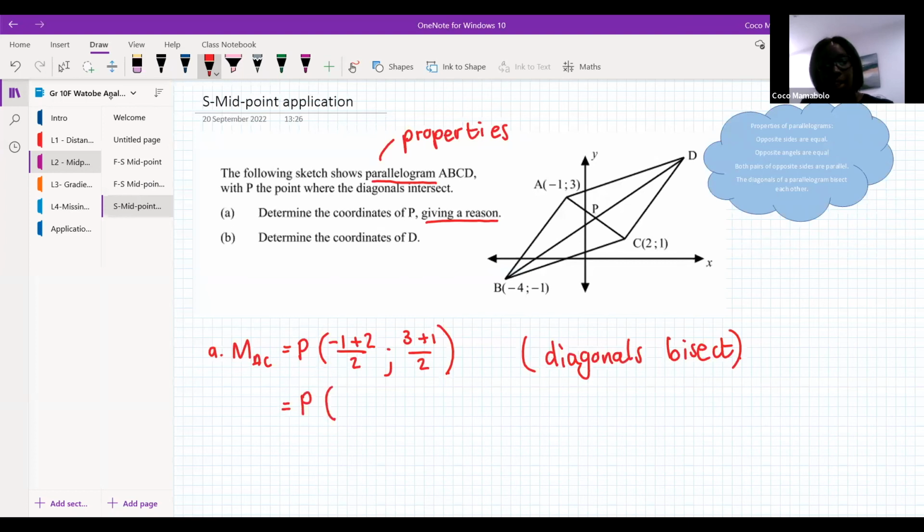P, x is 1 over 2, or +1/2, and y is 4/2. So my coordinates for P are going to be 1/2 or 0,5 and 2. Those of you who are still with me, thumbs up, thumbs down. Did we get the same answer? Excellent, Melogushe. And Amukelani, awesome.